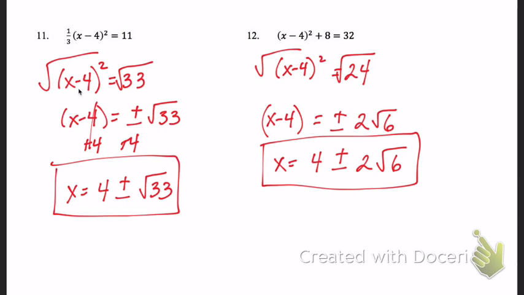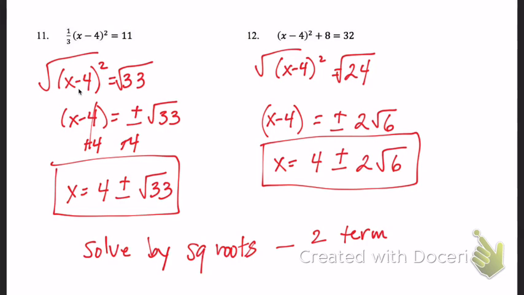So just in recap, what are the 2 ways that you can look at an equation and know to solve by square roots? If there's 2 terms and if it's in vertex form. So if you have 2 terms, and by 2 terms I mean an x squared and a number. So there's no x term. And then also vertex form.